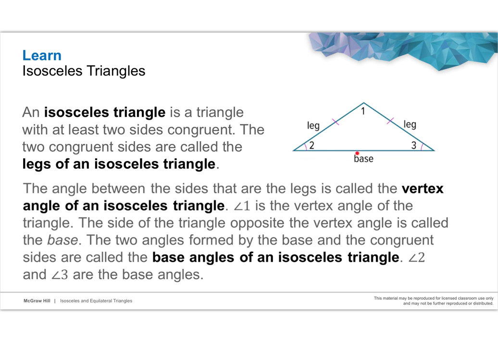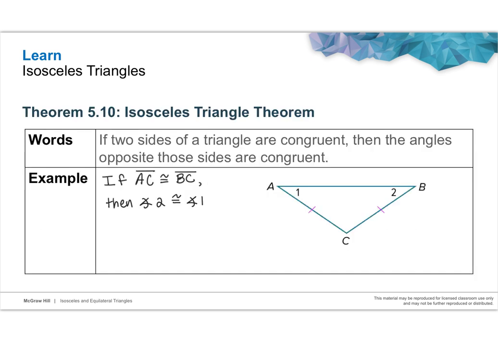Then at the ends of the base, we have angle 2 and angle 3 that are marked congruent here, and those are called the base angles because they're at the ends of the base. So angle 2 and angle 3 here are congruent. Base angles in an isosceles triangle are always congruent. Now we have a couple of theorems that go along with this shape.